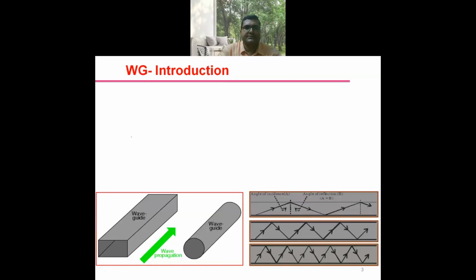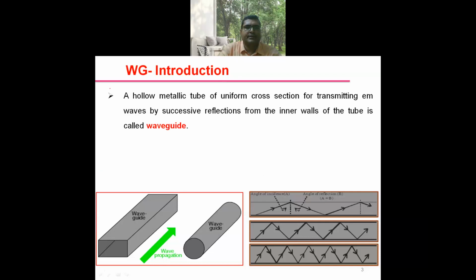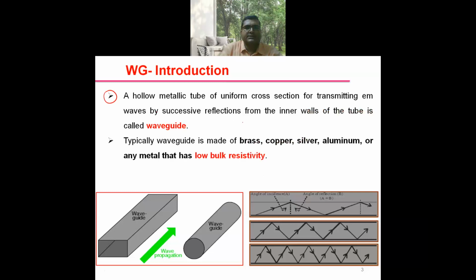Introduction to waveguides. A waveguide is a hollow conducting tube to guide electromagnetic waves at high frequencies. It is made up of good conductors like brass, copper, silver, aluminum, or any metal that has low bulk resistivity.